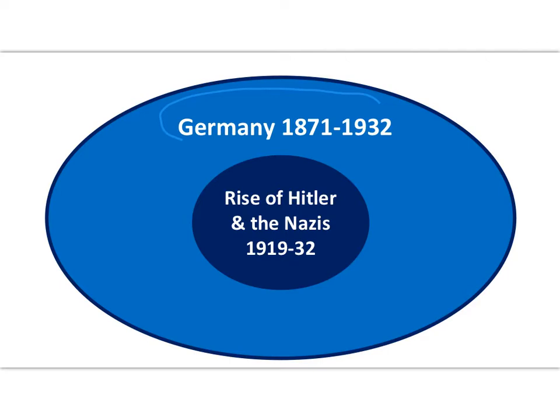I'll change the colour of the pen. Blue on blue doesn't really work. So today's lesson is the sort of outer ring. It's like a Venn diagram. We're looking at the bigger picture of Germany 1871 to 1932, which basically means today we're going to cover a lot of what we've already covered, because we've been doing this since we started the course in September.